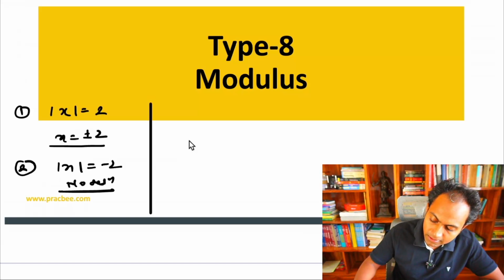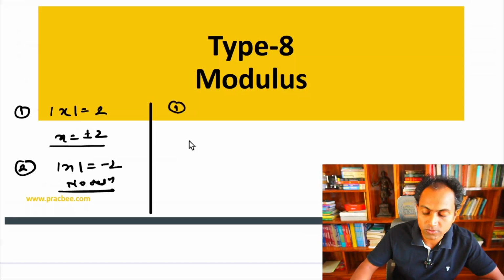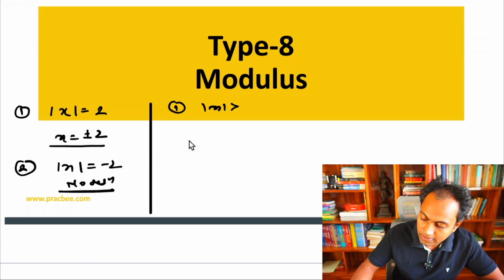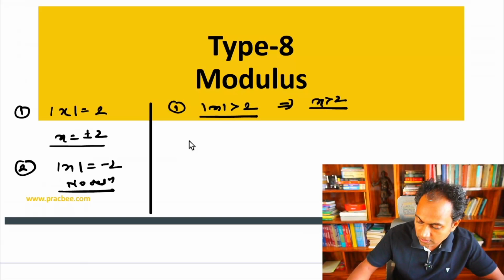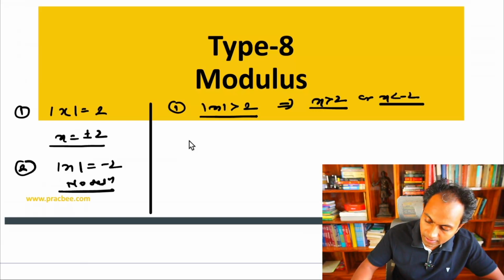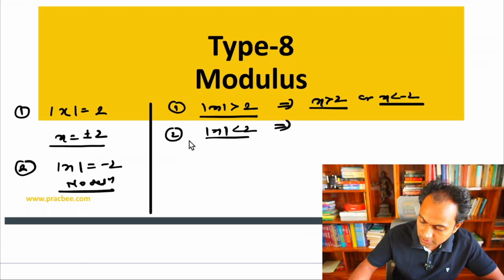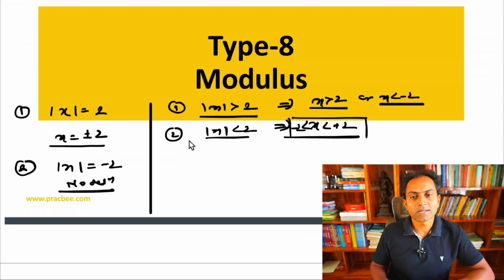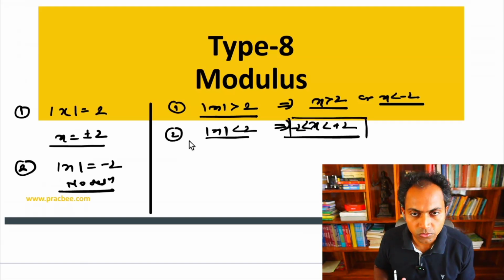Another thing regarding inequation that we need to do, two more points. One is, if mod of x is greater than 2, this would translate into x can either be greater than 2 or x can be smaller than minus 2. And second point is, if mod of x is smaller than 2, it will translate into x can be between minus 2 and plus 2. So this will follow. These are the two important ideas that we need to know in order to solve modulus based questions.